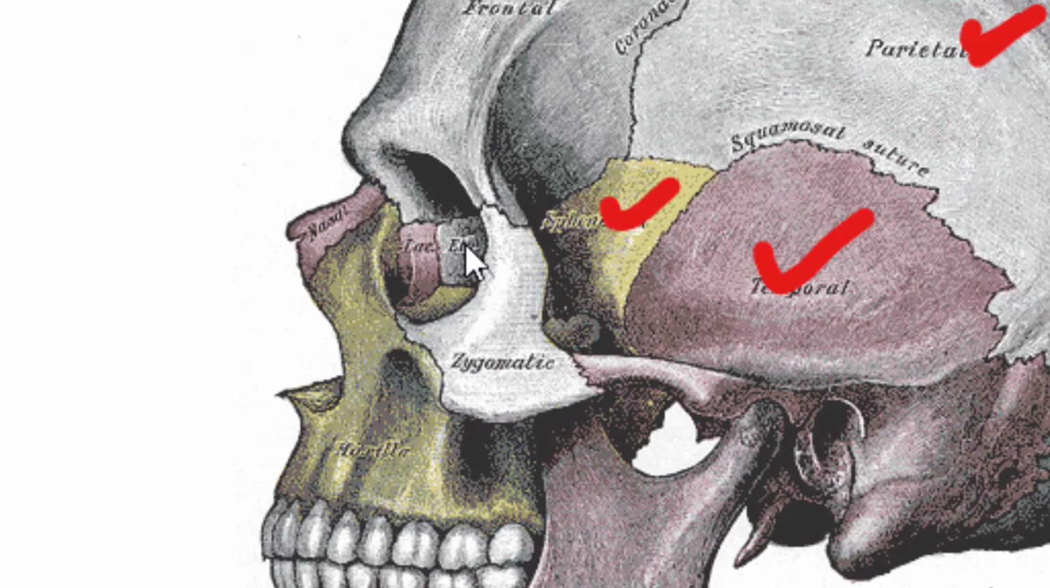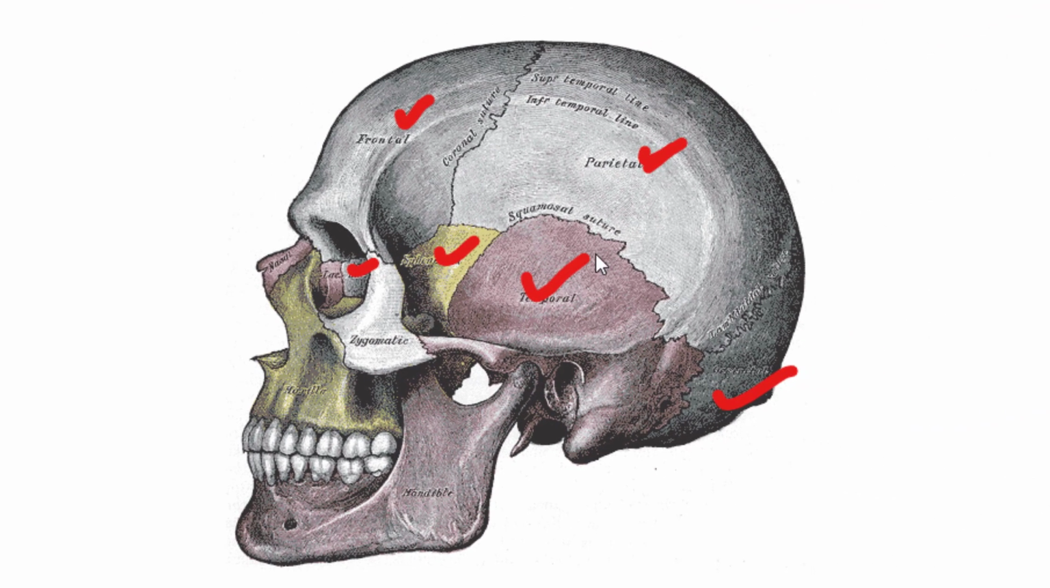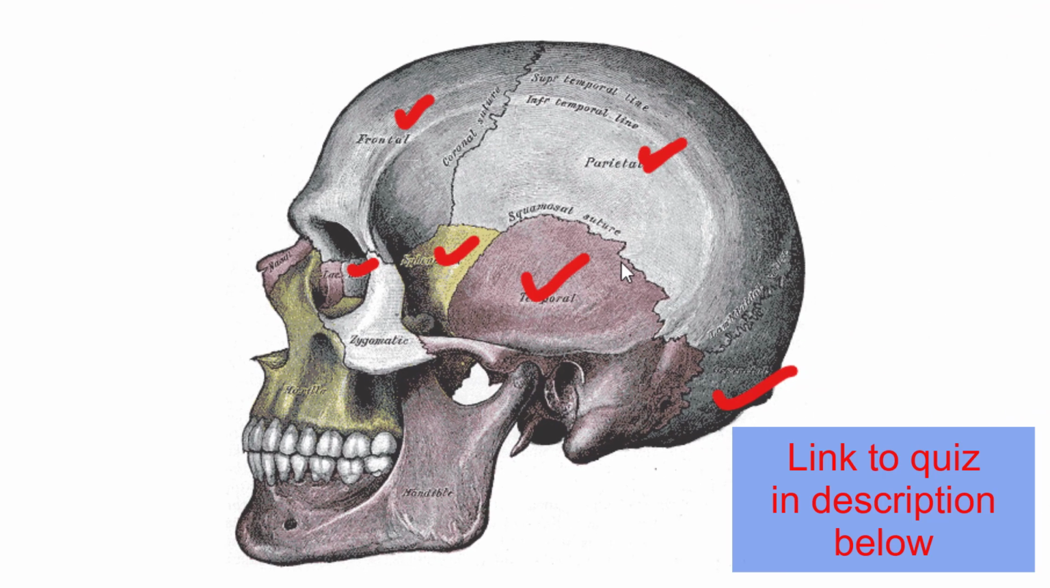If we look closely over here, inside the wall of the orbit, we'll see part of the ethmoid bone. So the ethmoid bone is right over here. And so these 6 bones, with 2 of them being paired, give us the 8 cranial bones.